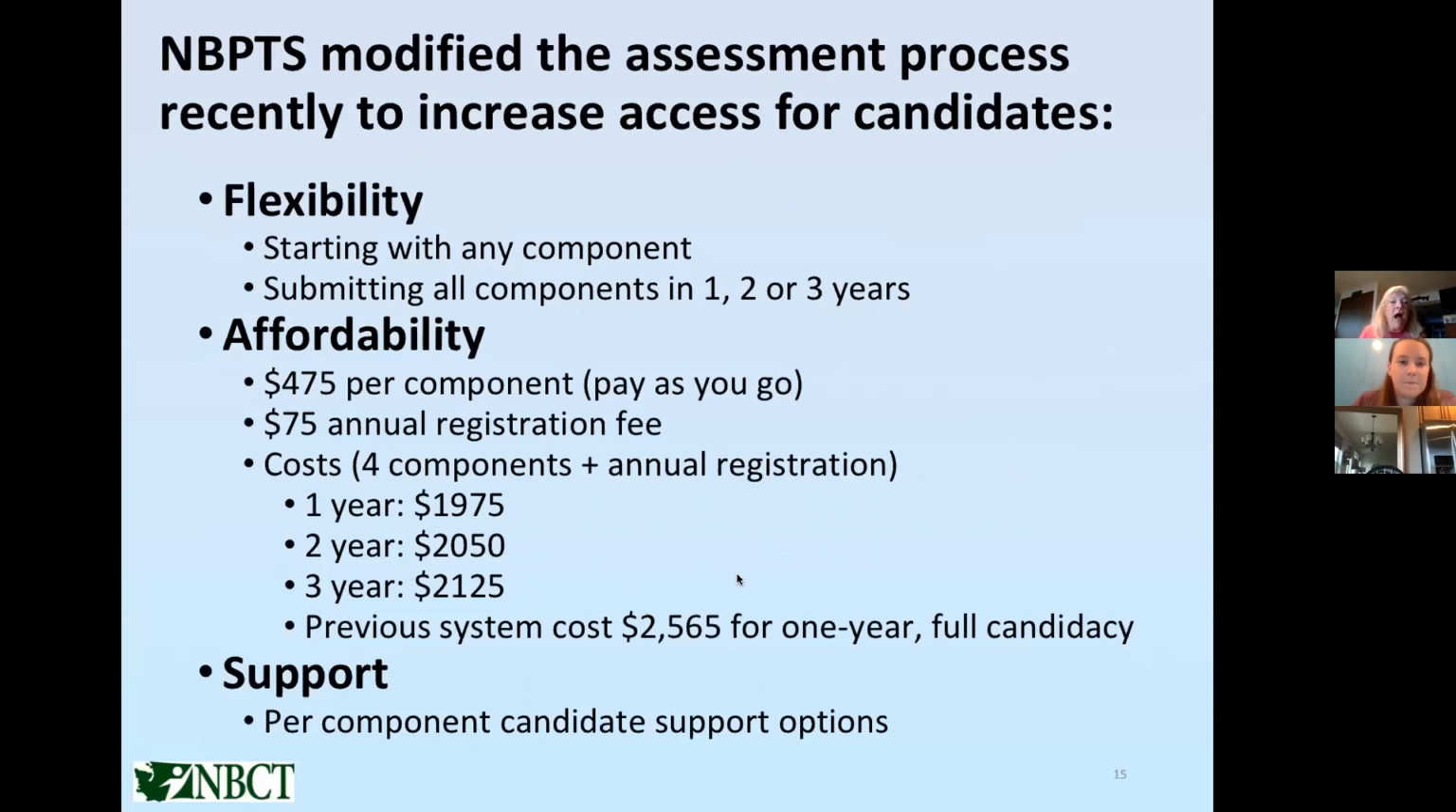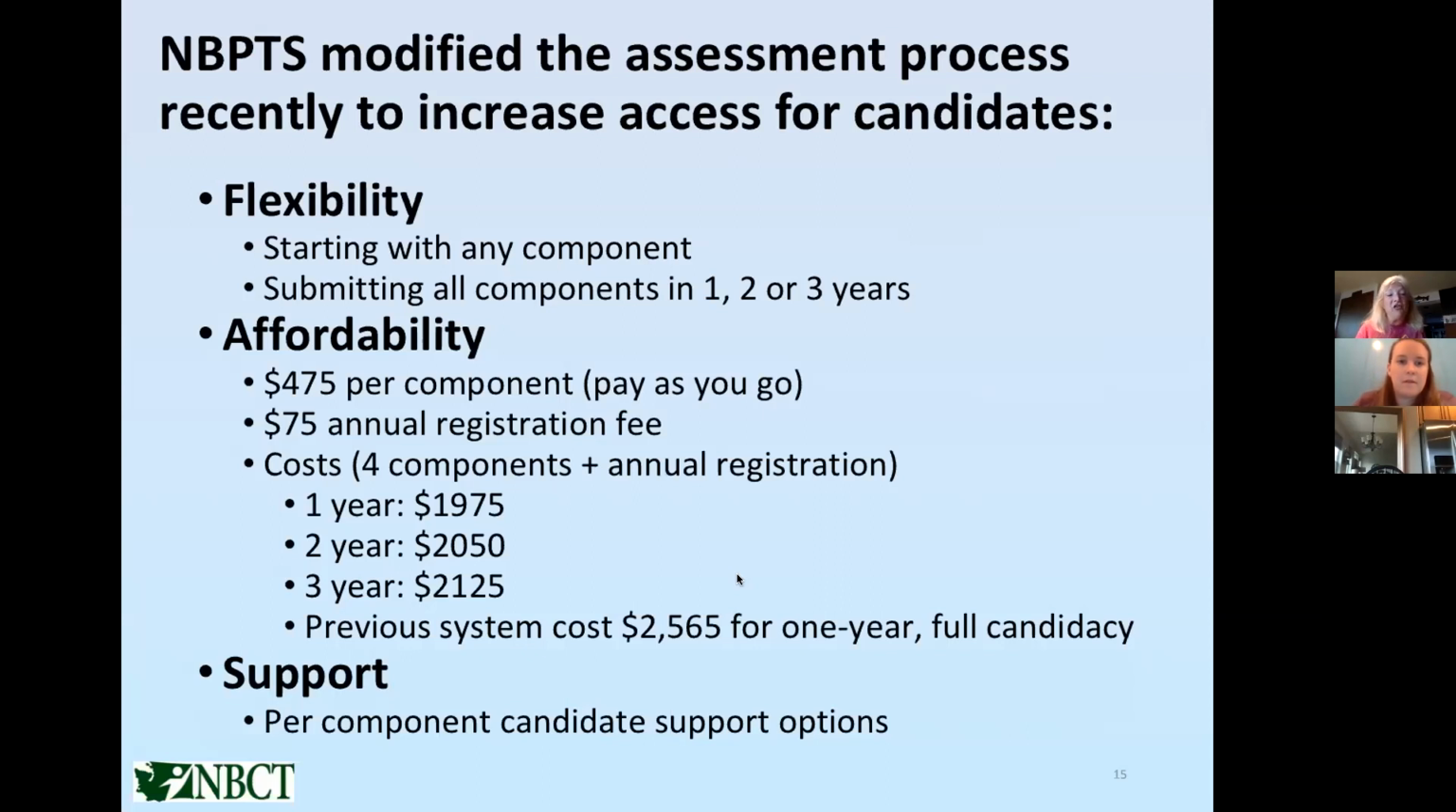So why, this slide talks about the modification. I think this is our 3rd year into it. So for most of us now, this is the new normal, but it used to be that you would have only 2 years. You can actually complete candidacy in 1, 2, or 3 years. You pay per component instead of one fee, so it's $475 per component. And each year you pay a $75 registration fee.